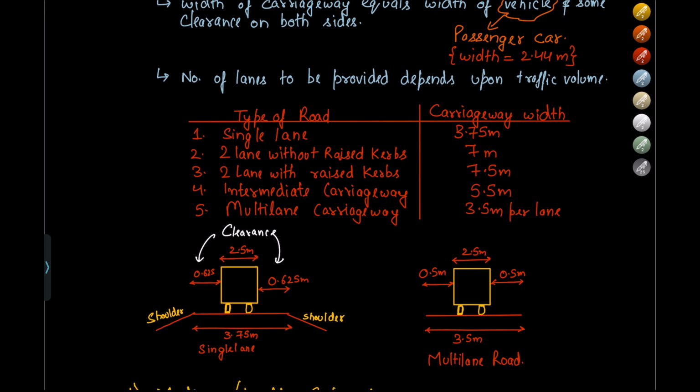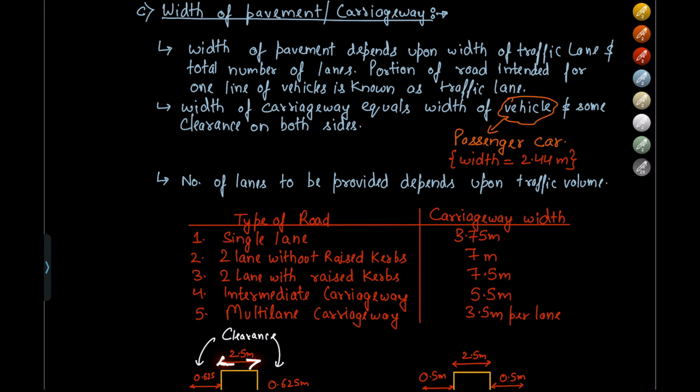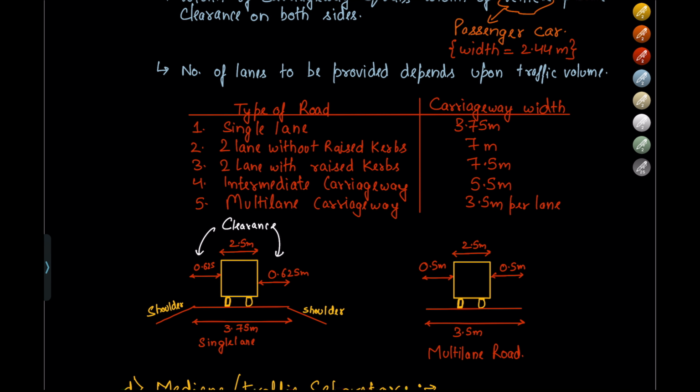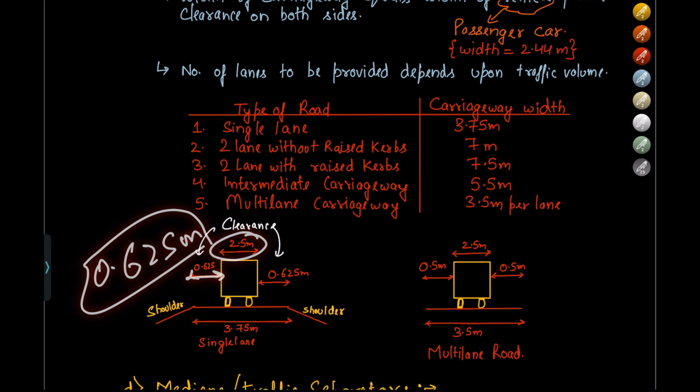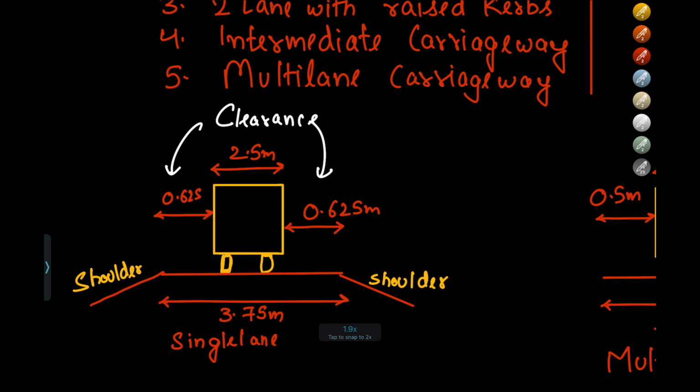So let's have a look at how it looks on the road. With the yellow color I have shown the vehicle. It has a width of 2.5 meter. Here I have also mentioned that the width of the vehicle that we are observing is 2.44 meter, which is approximately taken equal to 2.5 meter, and a clearance of 0.625 meters is taken on both sides, and both are added up. The total comes out to be 3.75 meter.